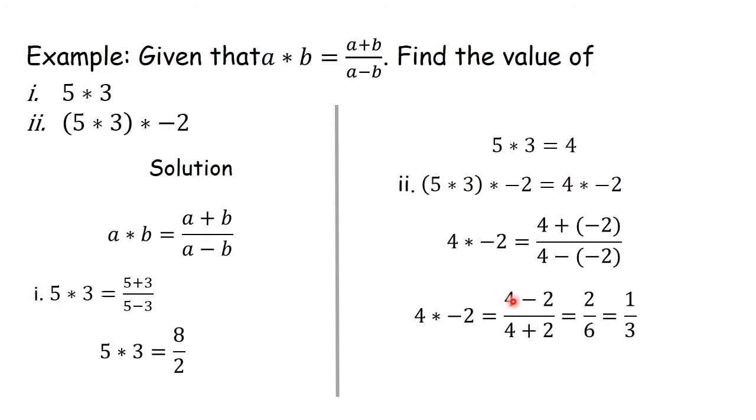And that will give us 4 minus 2 and 4 plus 2, because a negative followed by negative gives us a positive. So that is why we have 4 plus 2. And that will give us 2 divided by 6, and on reducing it by 2, it gives us a third. And 5 star 3 bracket star negative 2 will be equal to a third.